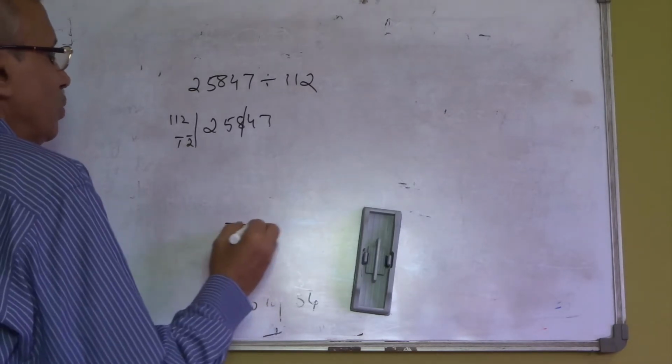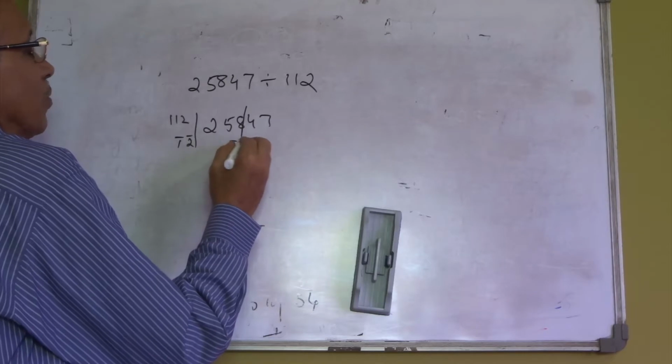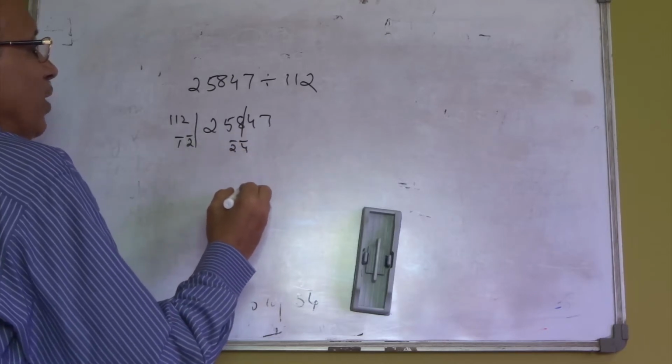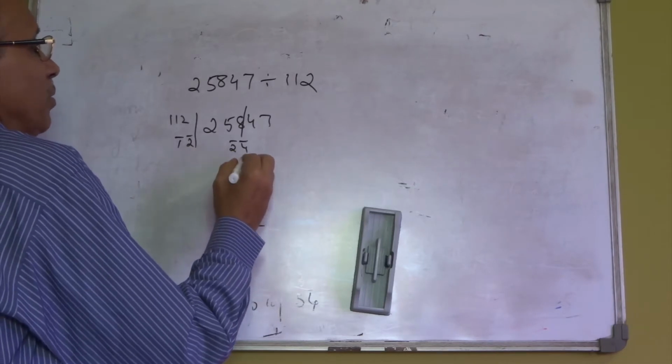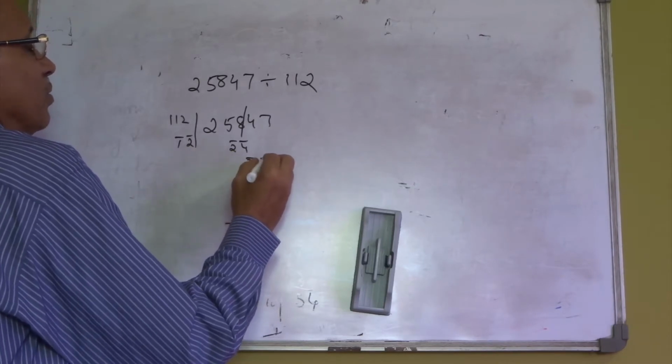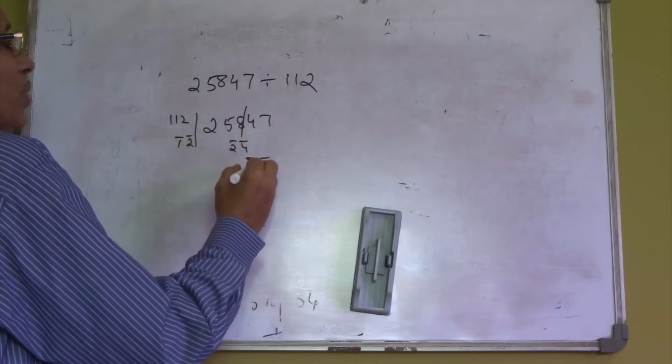Now first is 2, minus 2, minus 2. We add this 5 and minus 2, you get 3, minus 3, minus 6. 8, minus 4, 4, minus 3 is 1.